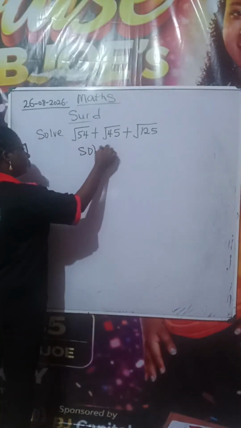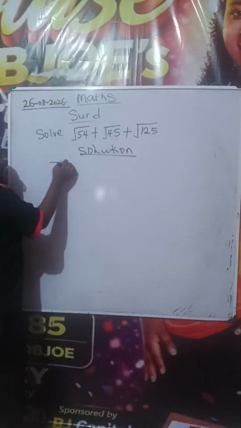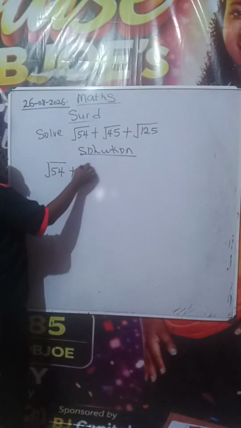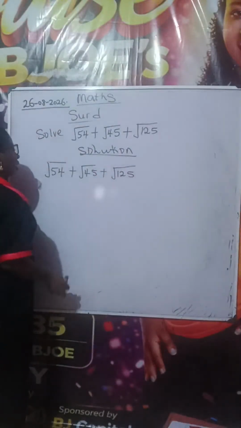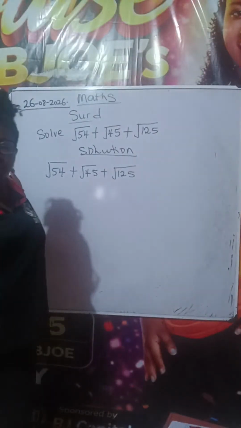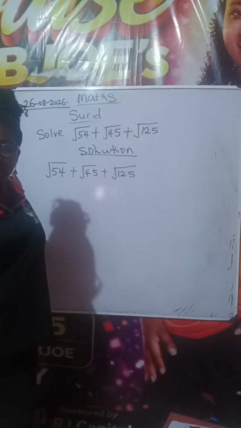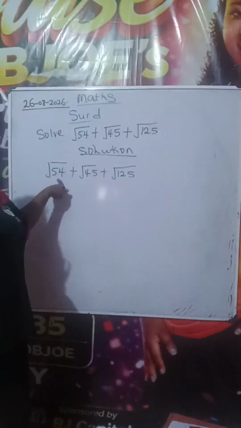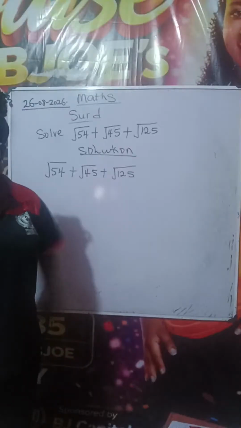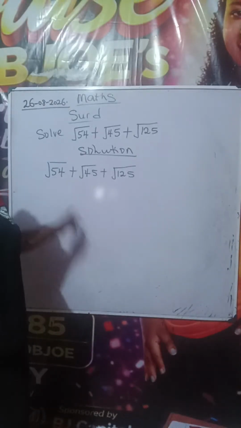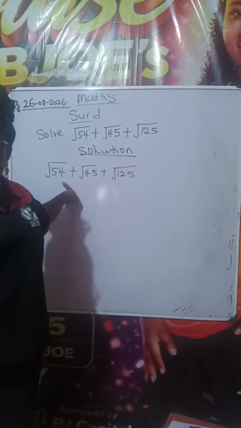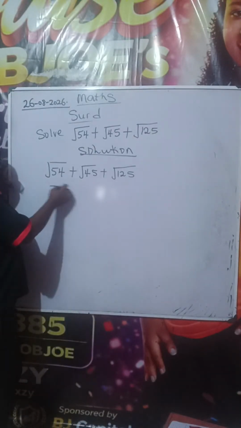So solution. We have root 54 plus root 45 plus root 125. Now we start with this. What perfect number multiplied with any number will give us 54? What number is that? A perfect number. Everybody, let's think.